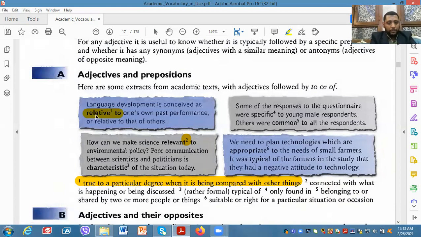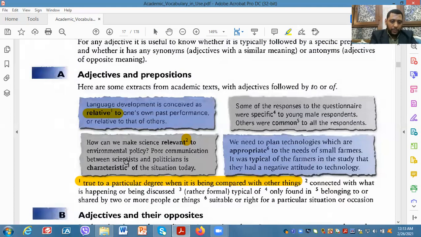So whenever you come across the word relative followed by the preposition to, this is the meaning of it: true to a particular degree when it is being compared with other things. All right, this is for the first extract. As for the second extract: how can we make science relevant to environmental policy? This is a question.